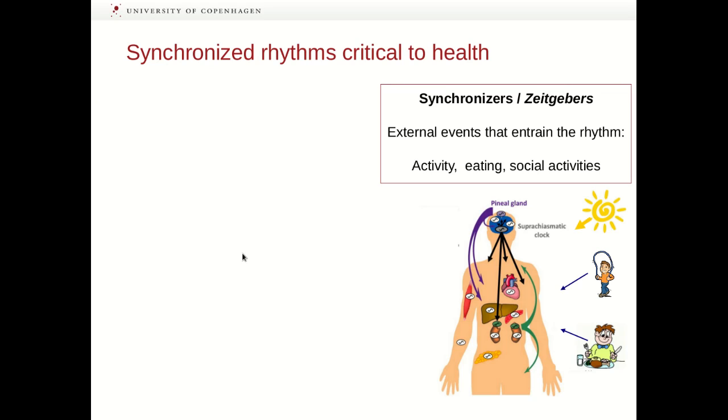But how does the body synchronize all the peripheral clocks? We know that synchrony is critical to health, and we know that external events such as activity, sunlight, eating, and social activities are critical to entrain the overall rhythm. And we call these events zeitgebers or synchronizers. But we don't really know the details about the molecular events that must occur in order for the different levels to entrain each other.